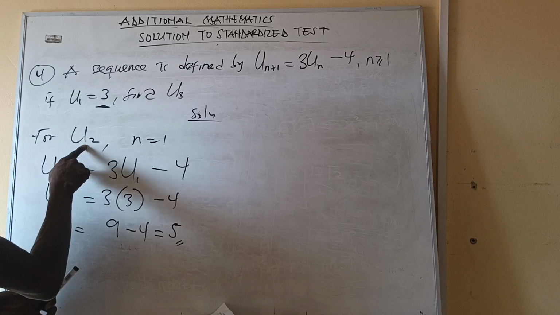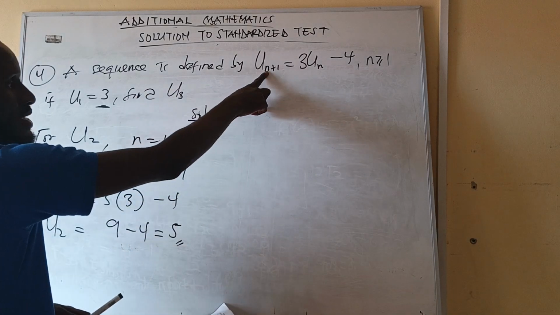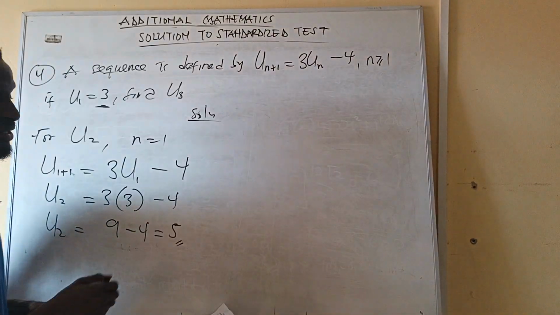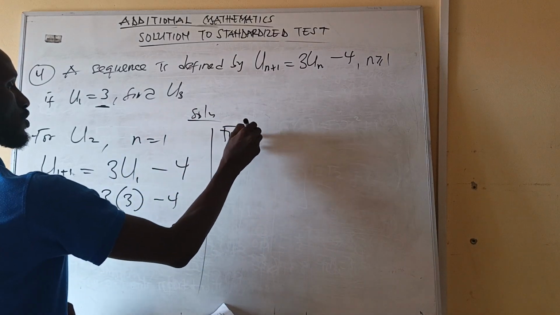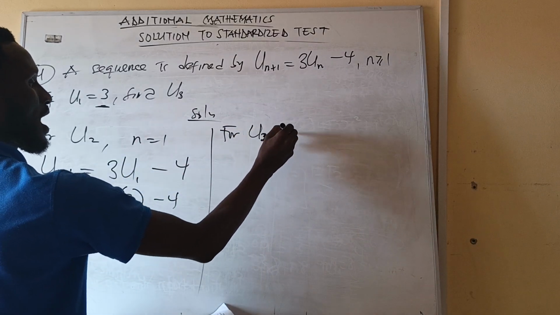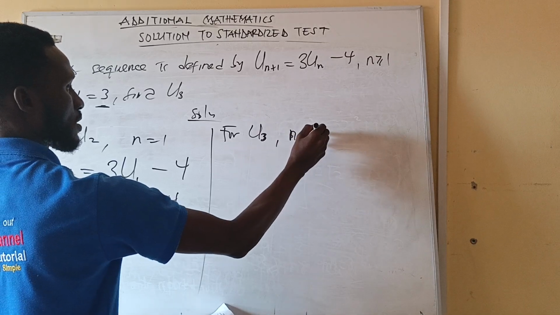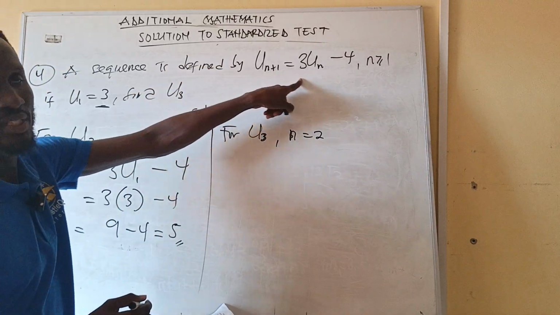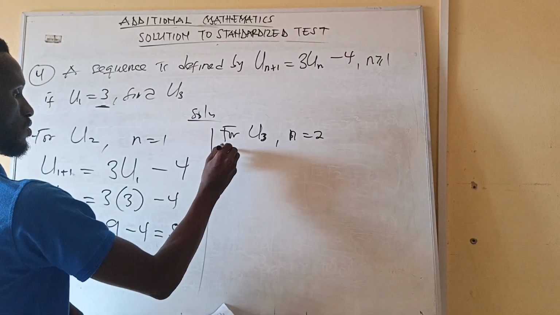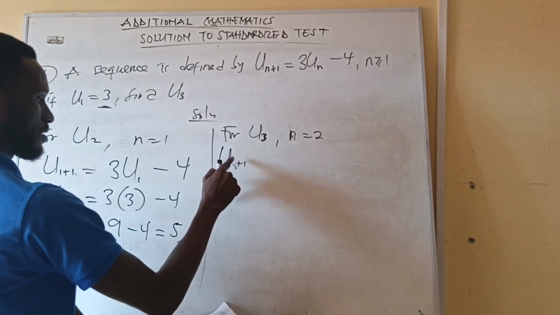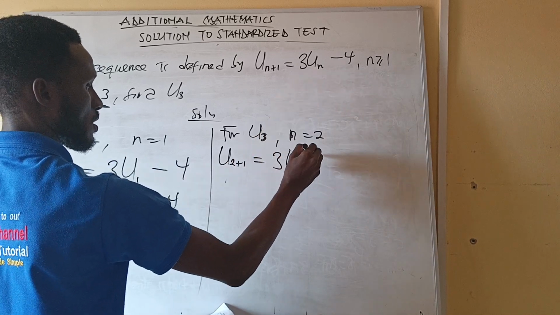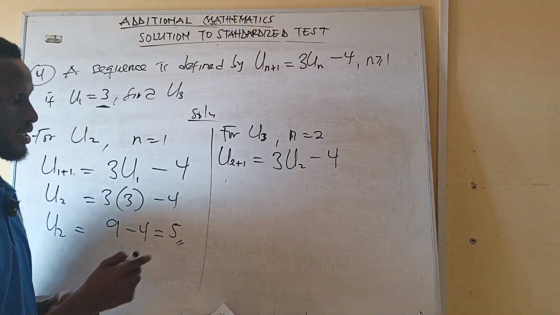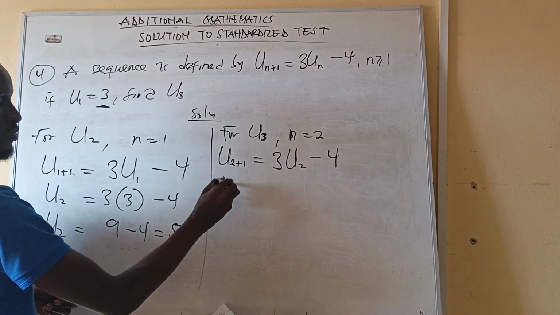Now, if I want to get u3, then I need to move another one. When here is 2, 2 plus 1 will give us 3. Then I'm going to get the answer for u3. Now, so for u3, I need to continue. n is equal to what? 2. Now, let's put n is equal to 2. You're going to get what? u2 plus 1, 3, u2 minus 4.